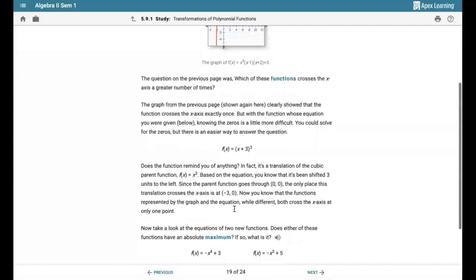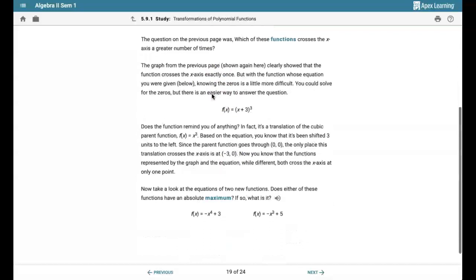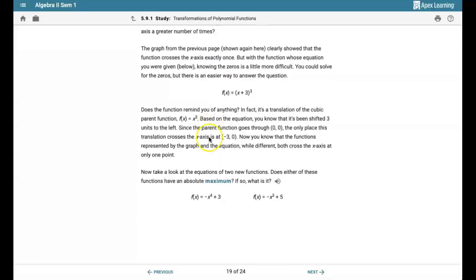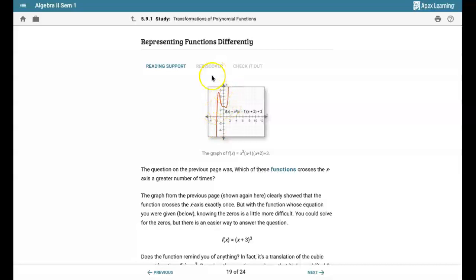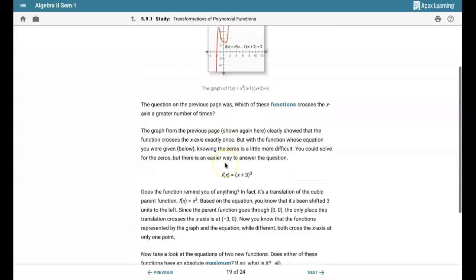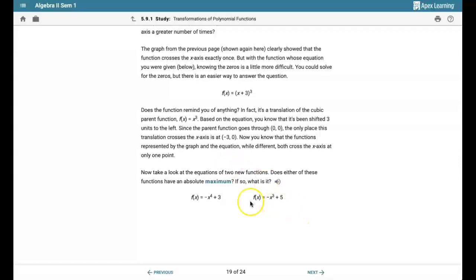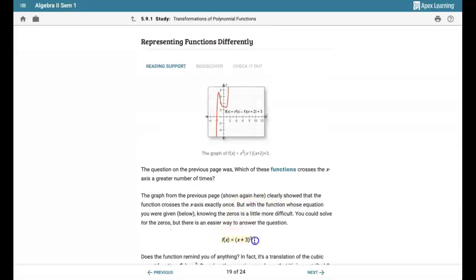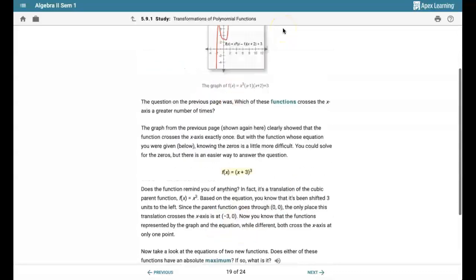They might have different values here, but it was actually a trick question. They both only cross the x-axis one time. And now the question's asking: do either of these functions have an absolute minimum? If so, what is it? So looking at this graph here, does it have an absolute minimum? The answer is no, because this is going to go on and on forever. If we think about the shape of an x cubed graph, this one here would have the same kind of nature, right?